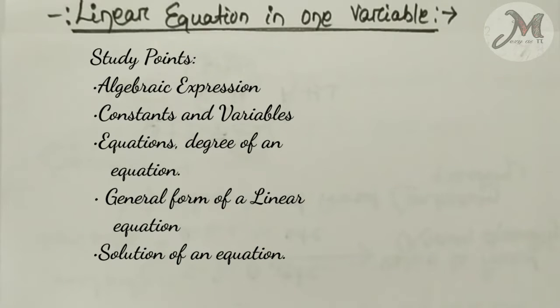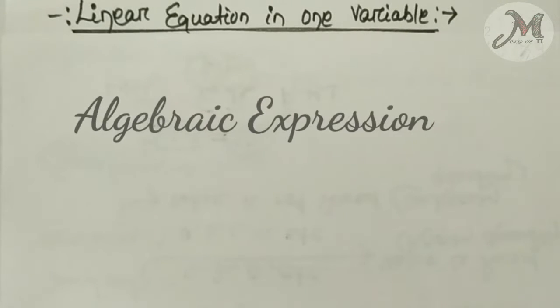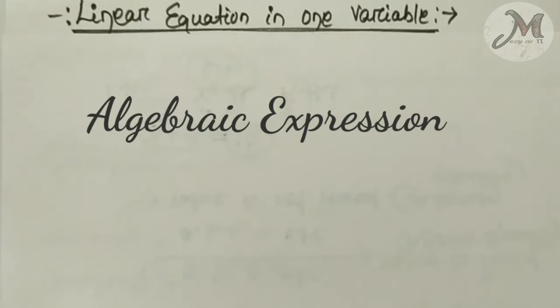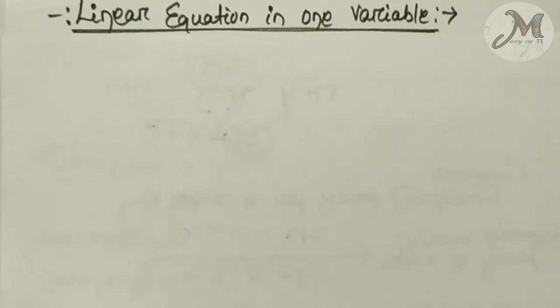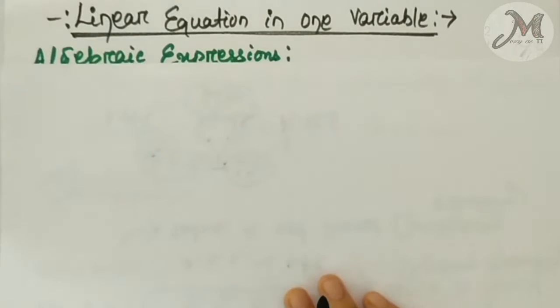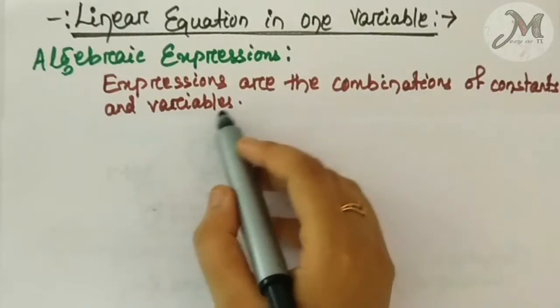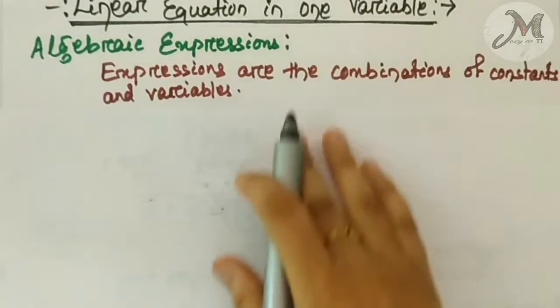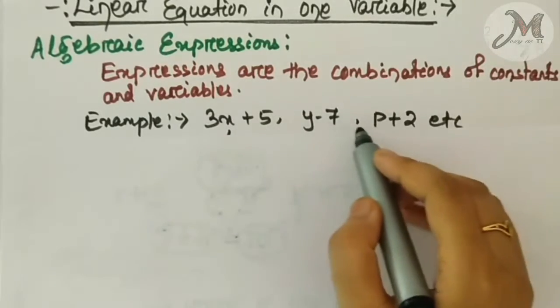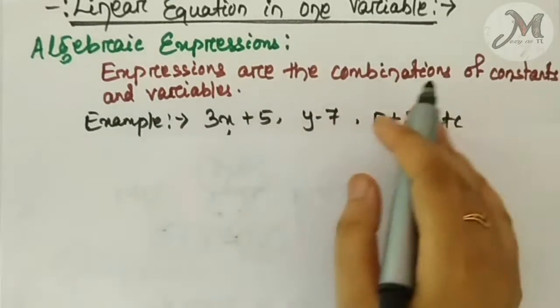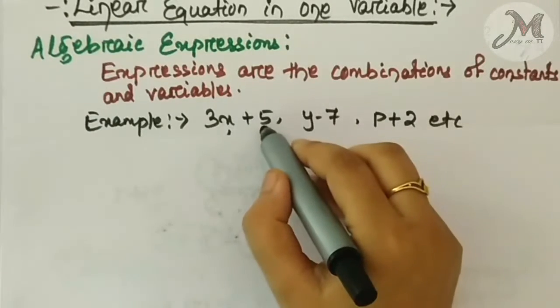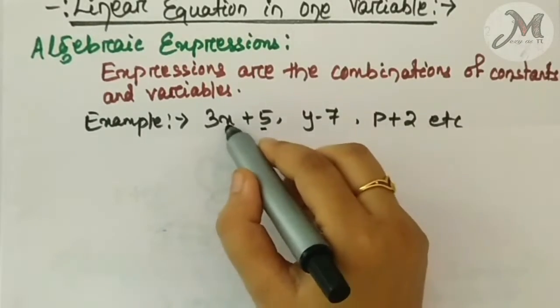Before going to that chapter, we should first know about algebraic expressions. We already studied algebraic expressions in our previous classes, right? So define algebraic expression. What is an algebraic expression? An algebraic expression is a combination of constants and variables. You can give examples, for example, 3x plus 5, y minus 7, p plus 2, etc. These are all algebraic expressions. Why? Because these are combinations of constants and variables.